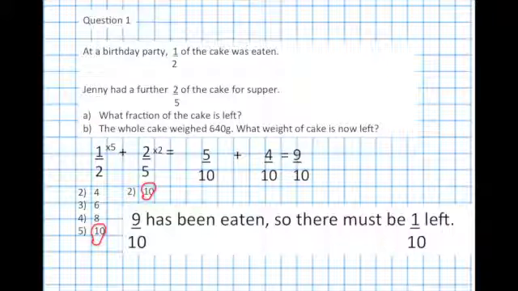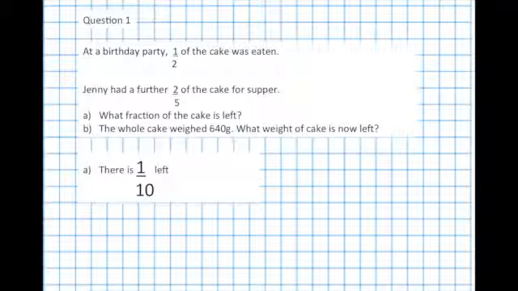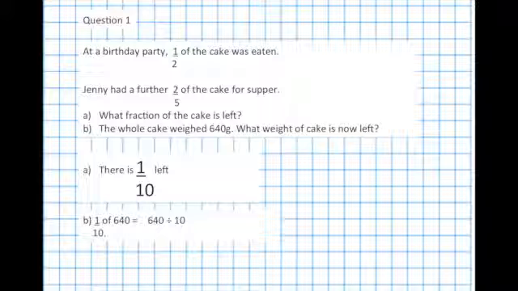What fraction of the cake is left? 1/10. Now for part B. The whole cake weighed 640 grams. 1/10 of that is left now, isn't it? So what's 1/10 of 640? Well, it's the same as saying 640 divided by 10. So it's 64 grams.